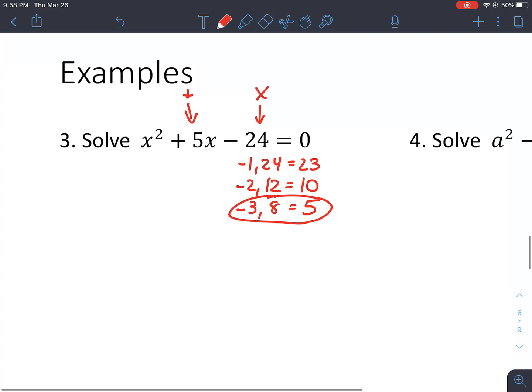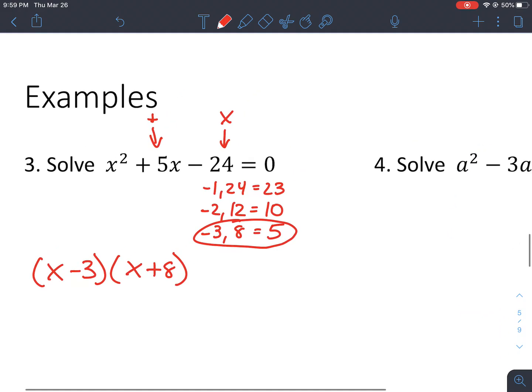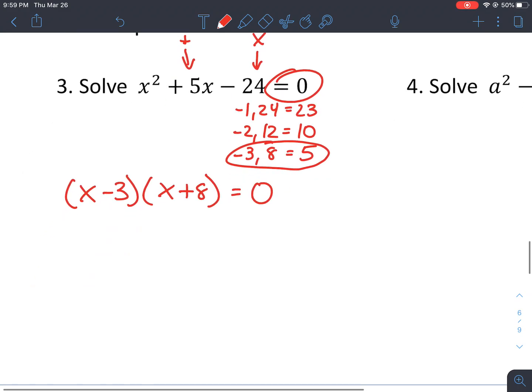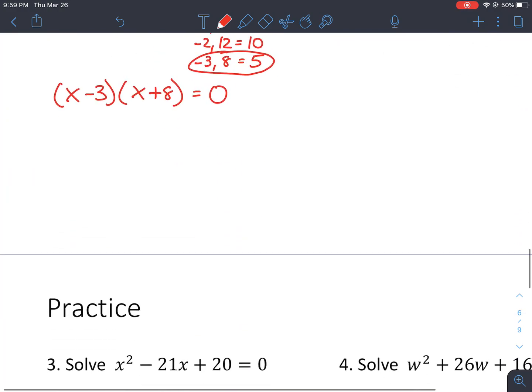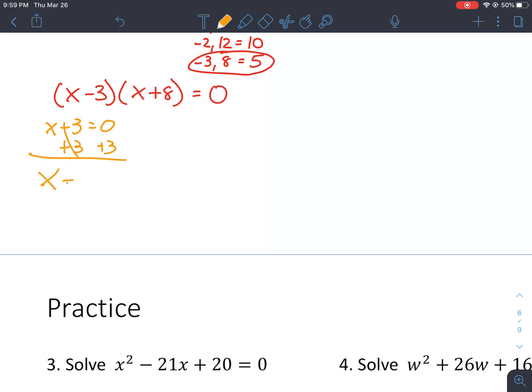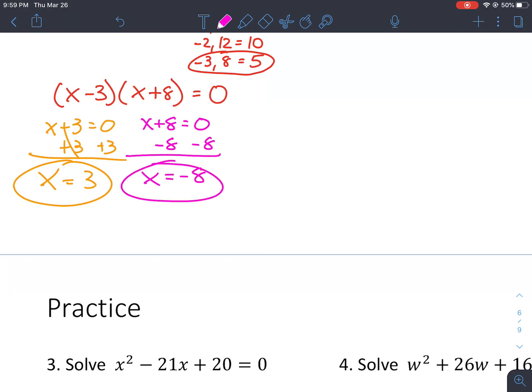There are our factors. So when we set up our parentheses, that's going to be x minus 3 times x plus 8. And now here's this new part, equals 0. From here, we treat this just like the examples we did above. I'm going to set x minus 3 equal to 0. And we get x is equal to 3. And we're going to set x plus 8 equal to 0. Subtract the 8, and x is equal to negative 8.